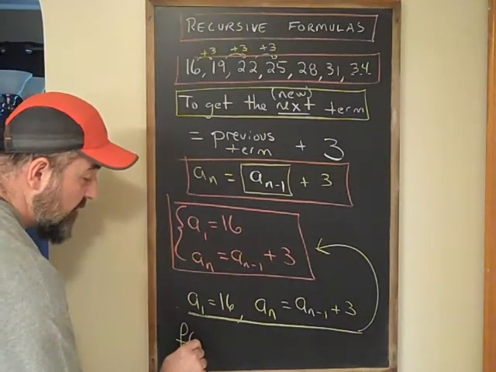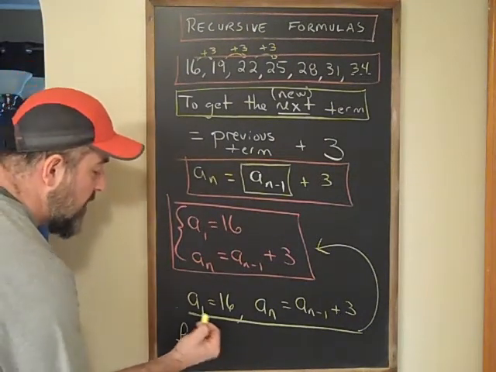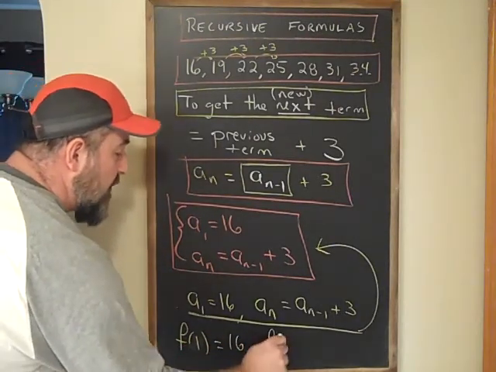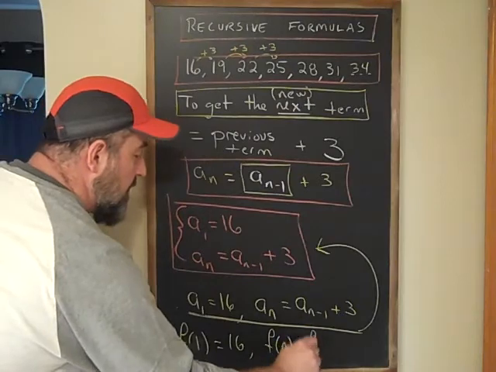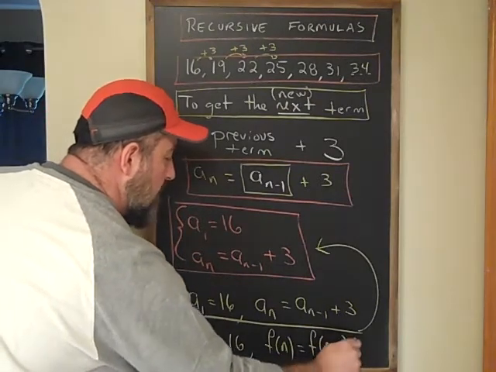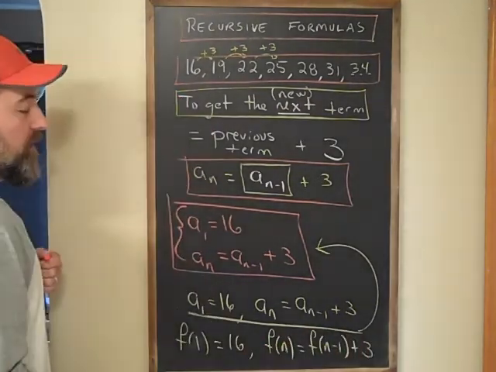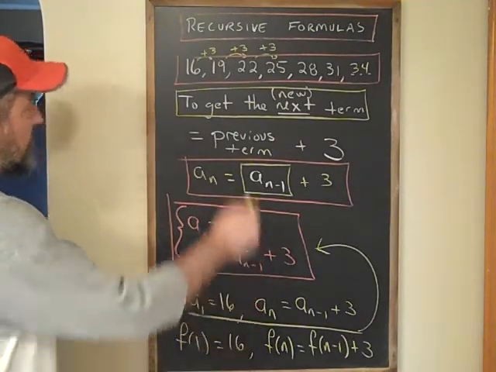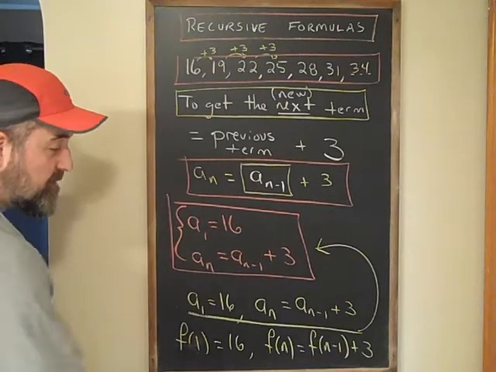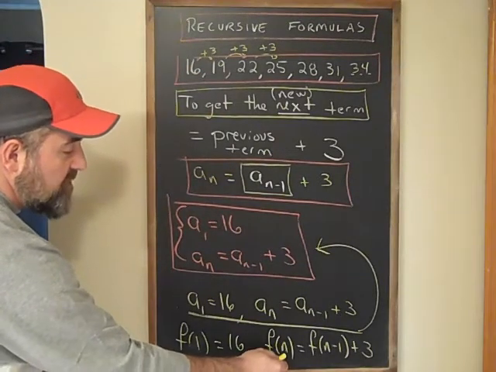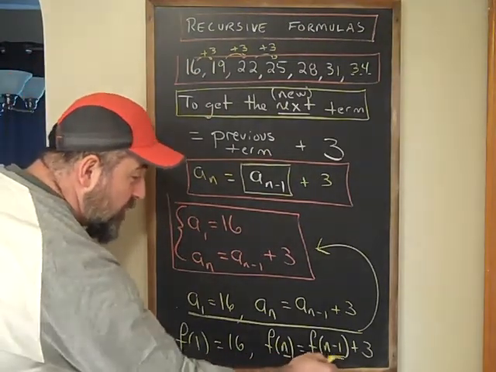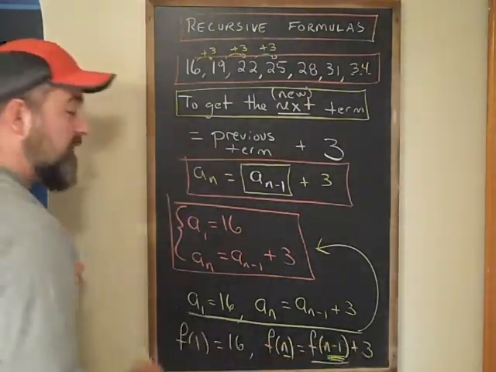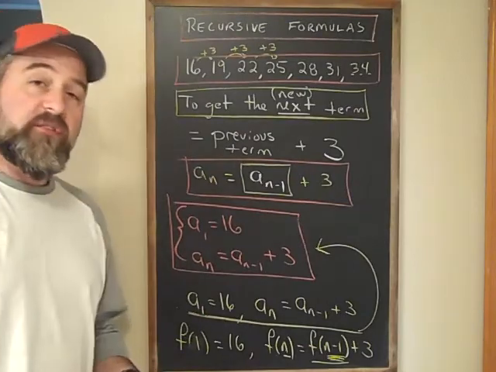It can also be written using function notation this way. f of 1 is 16, and f of n is f of n minus 1 plus 3. Where this says the first value of the function is 16, and any other value of the function is the previous value of the function, which is all of this, plus 3. It says the same thing, it's just a different notation.